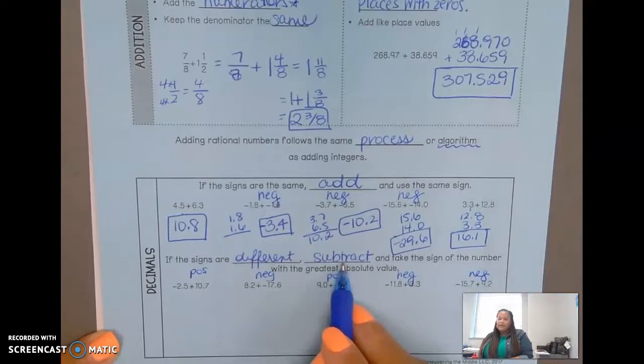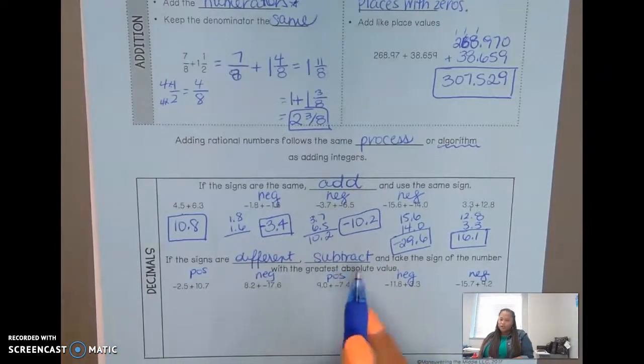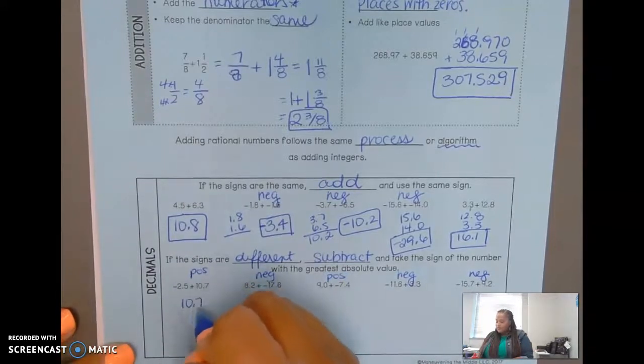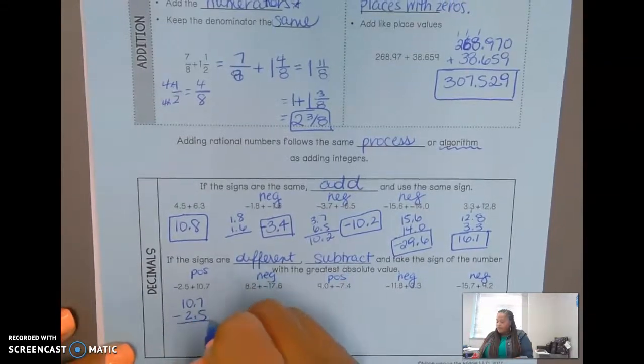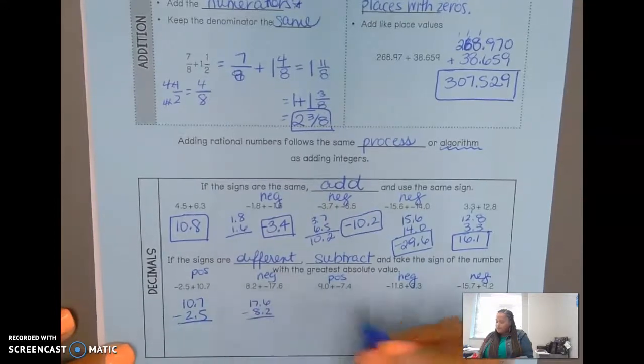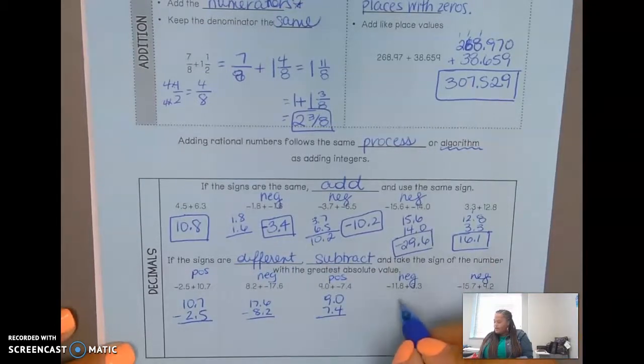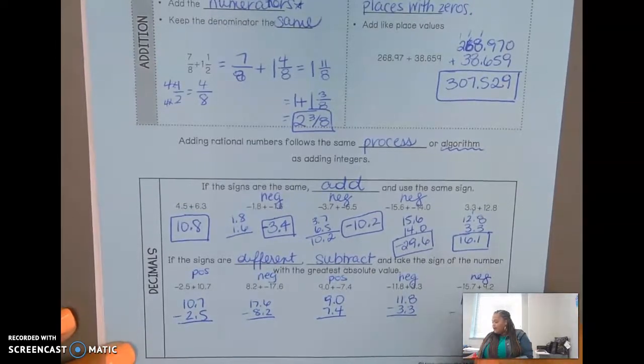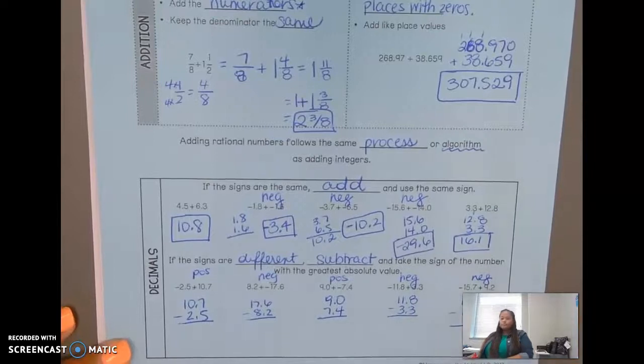Then I must subtract. That means I'm finding the difference, the greatest minus the smallest, or the greater minus the smaller. So this is 10.7 minus 2.5. This is 17.6 minus 8.2. This is 9 minus 7.4. This is 11.8 minus 3 3/10. And this is 15.7 minus 9.2.